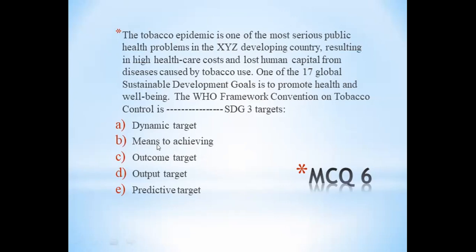B is the correct answer. SDG 3 has 13 indicators, and the last four indicators include the means to achieve targets. The tobacco smoking WHO framework comes under the means to achieve targets. Therefore, B is the correct answer.